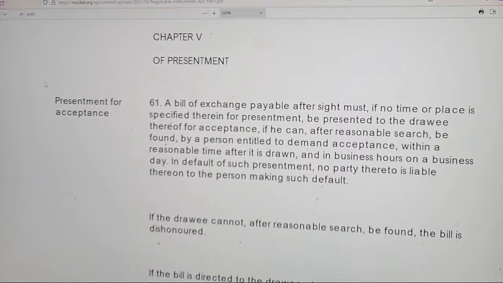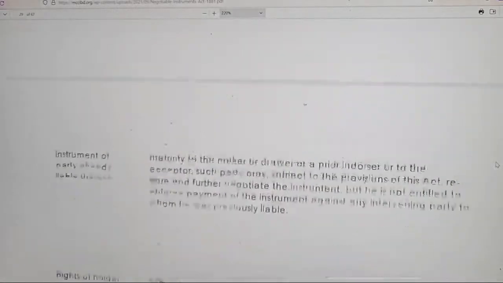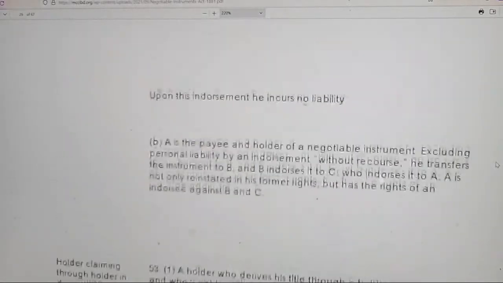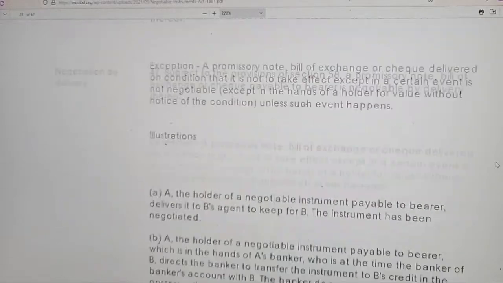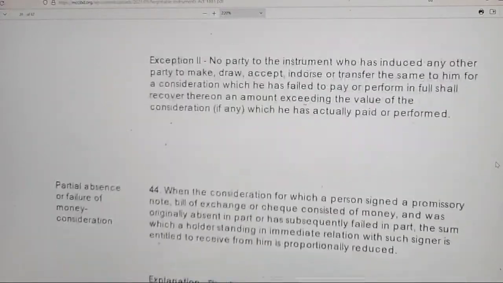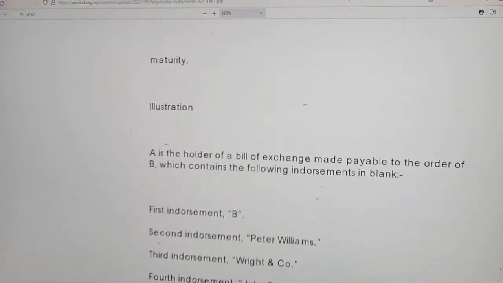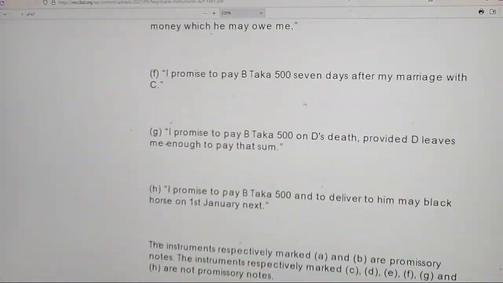All right, before we move on, if you watched part one, there are some explanations that are needed up in here. So we'll come back down here to chapter 5 and start out with presentment. But we need to get back up here so you understand some very important things. Let's just do it this way.